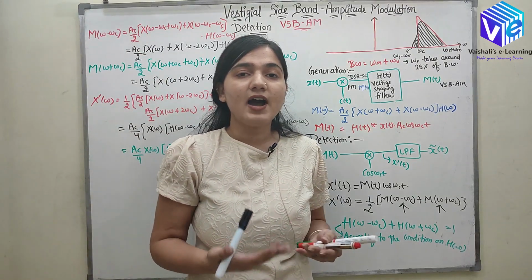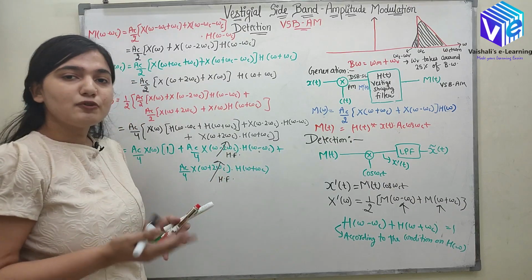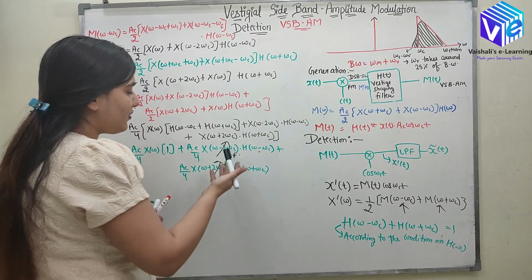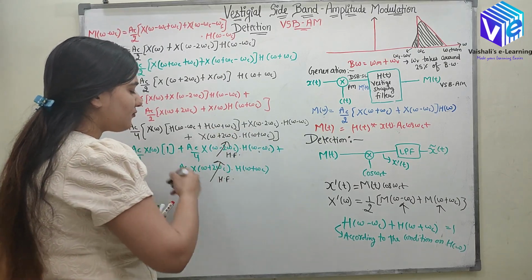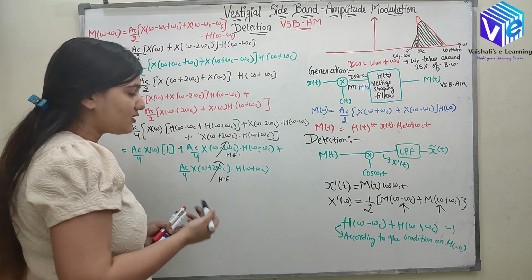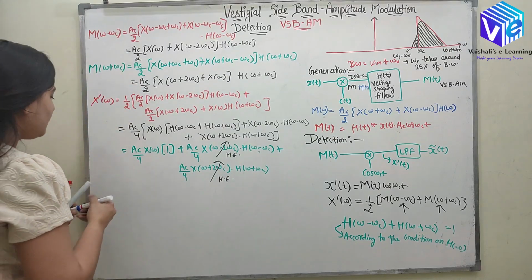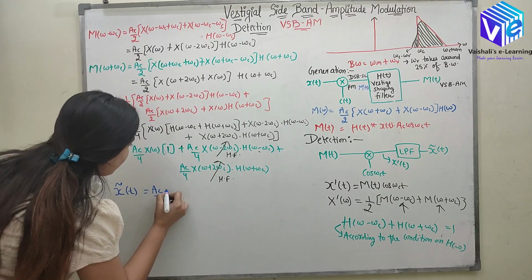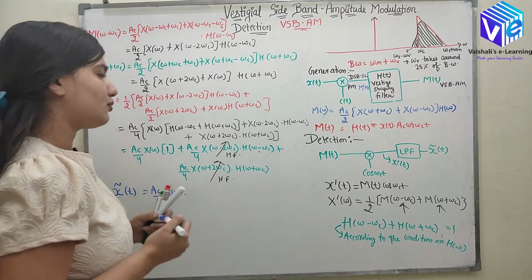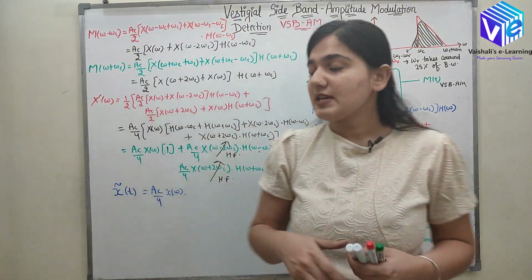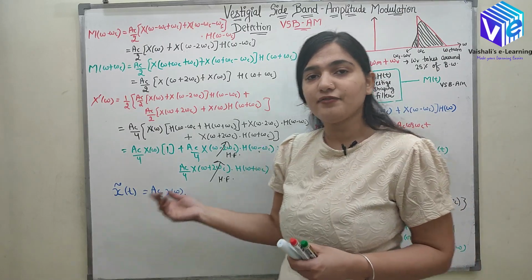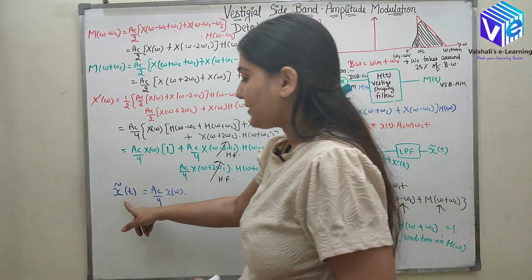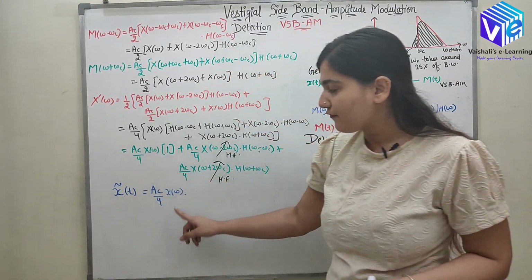Omega c itself is a high value. The value 2 omega c would be very high. So if I have the low pass filter which filters out all the higher frequencies, this frequency and this frequency signal would not pass through the low pass filter. So here I'll get the estimate of x t to be equal to AC by 4 into X of omega. So I hope now you can see I am easily generating X of omega from the modulated signal with the help of this synchronous type of detector.